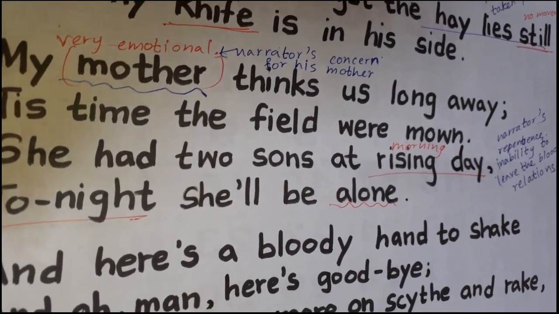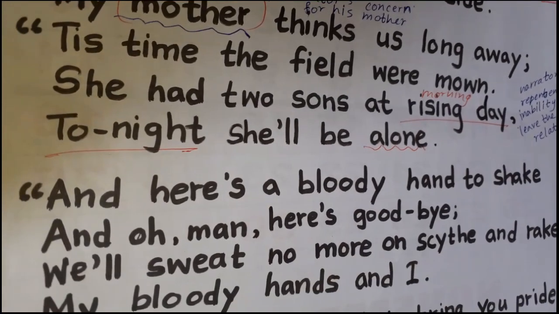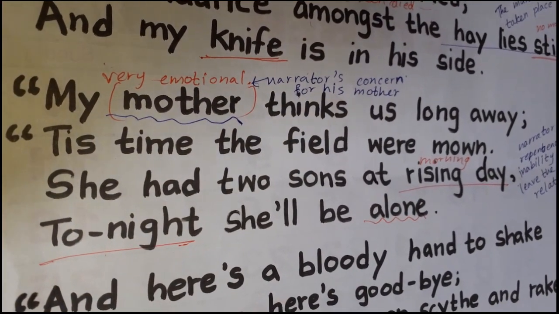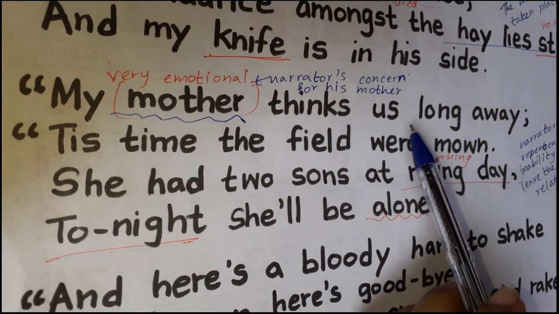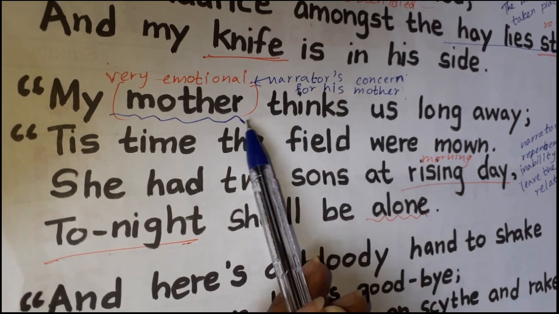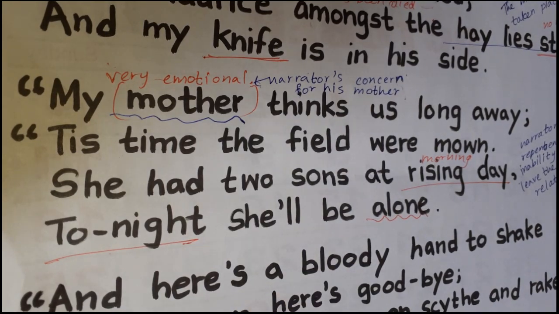Well, so let me go to the other stanza now. This is very emotional because he is saying that his mother will be alone after his decision. He has done one wrong thing, killing his brother, and now he is going to leave the place and mother will be alone. So we can understand that they have a close connection, the mother and her two sons. That's why the narrator has a very good concern about his own mother.